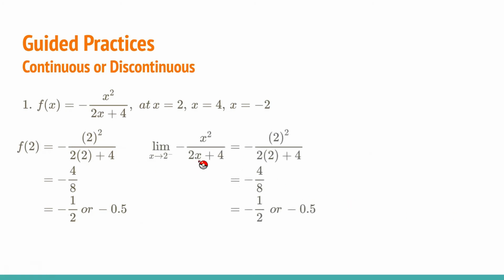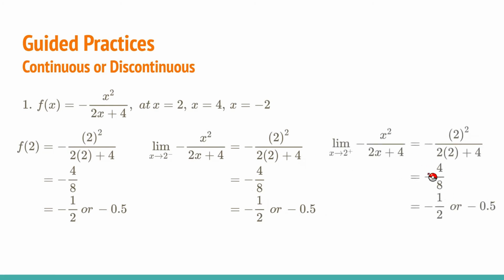First, let's start with the one from the left. We just replace the values and we'll get negative 1 over 2 or negative 0.5. Now, for the one from the right, again, just replace the values and we can see that the function value and the limits are the same. Therefore, f of x is continuous at x equals 2.